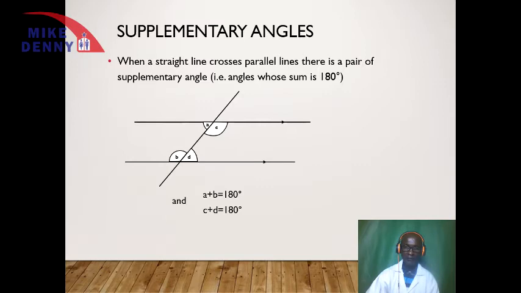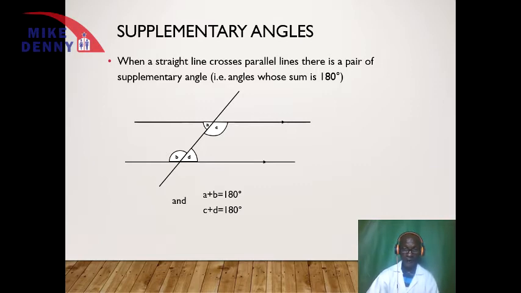So when you have a straight line cutting across two lines that are parallel, then this angle A and B will sum up to 180 degrees. So this is a pair of supplementary angles. And equally, C and D will be another pair of supplementary angles.